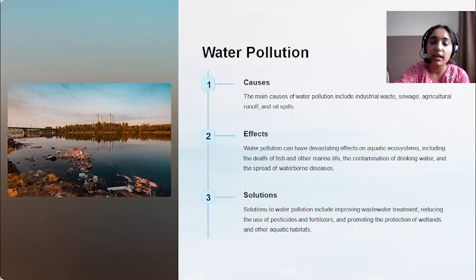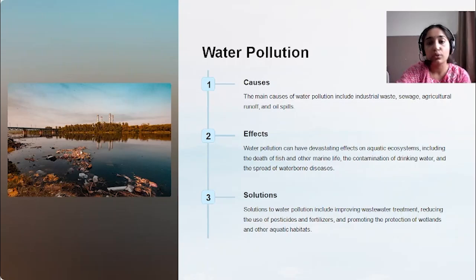Effects. Effects of water pollution can be seen on various living organisms and the aquatic ecosystem, and it may lead to the death of fish and other marine life, the contamination of drinking water, and the spread of waterborne diseases like typhoid, cholera, TB, etc. So the effects can be seen on the human body and on the aquatic ecosystem, as it may lead to death also.